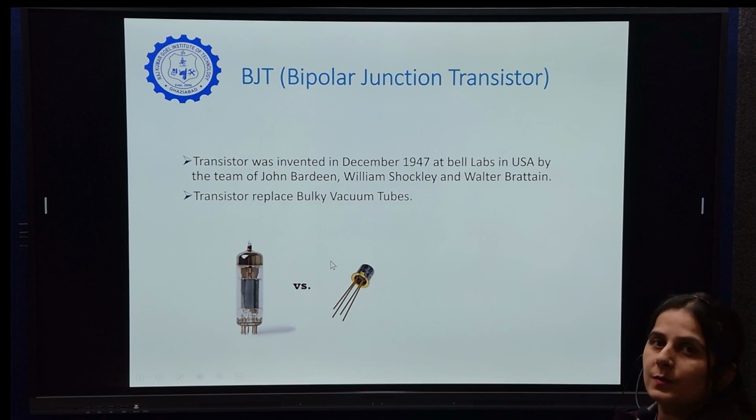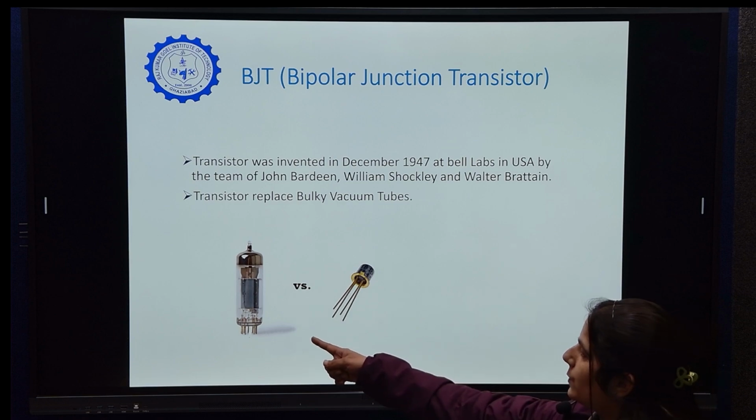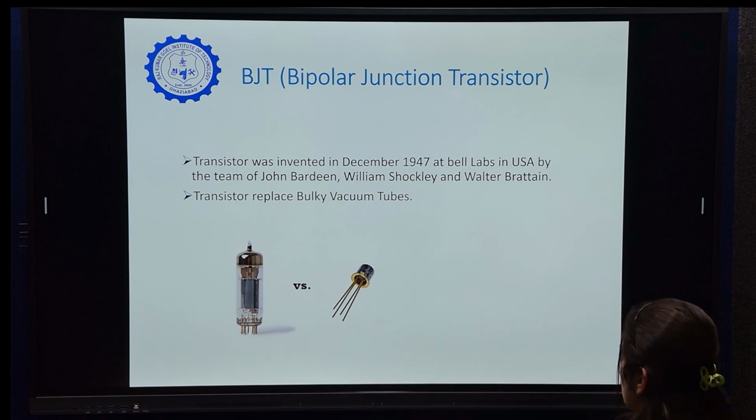So BJT is basically bipolar junction transistor. Transistor was invented in December 1947 at Bell Labs in USA by the team of John Bardeen, William Shockley and Walter. Later on, John Bardeen also got a Nobel Prize in 1956 for the invention of the transistor. Transistors replaced bulky vacuum tubes. So these are the bulky vacuum tubes which were replaced by the transistor.